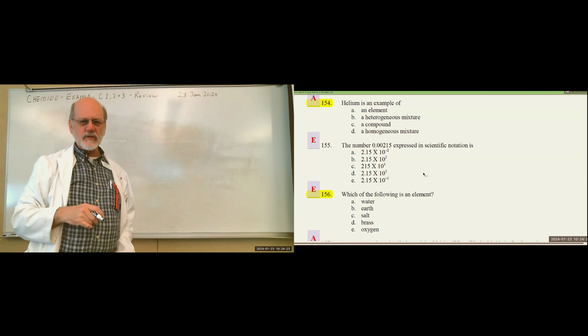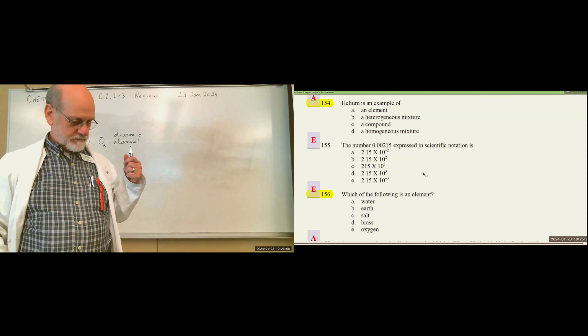How about 156? Which of the following is an element? Water's a compound. Earth is a mixture. Salt is a compound, and I assume they mean table salt. Brass is a mixture. Oxygen is an element, and it looks like this. It has two oxygen atoms bound together. But they're not two different atoms, so this is an element. It's what we call a diatomic element.